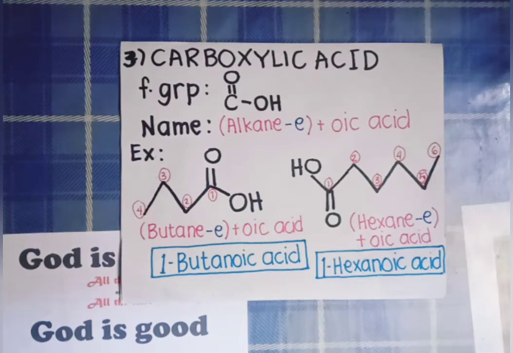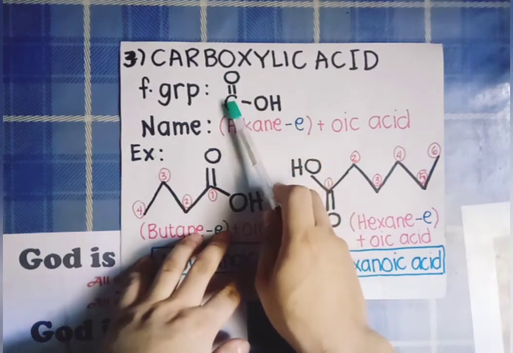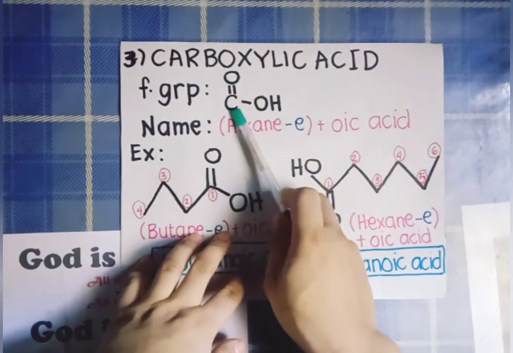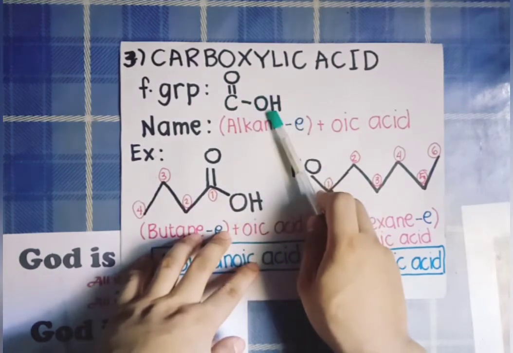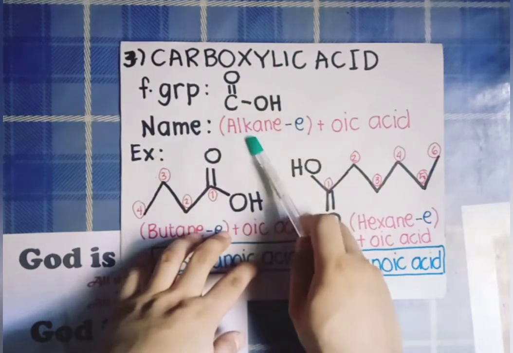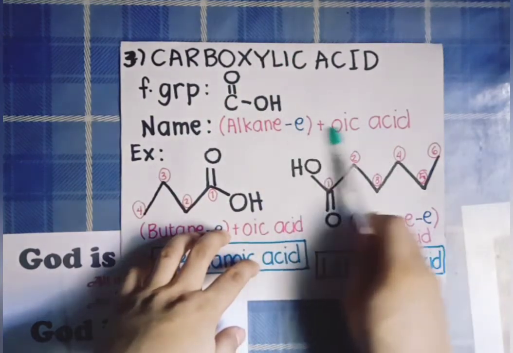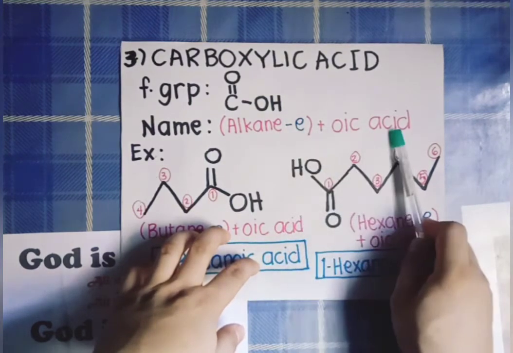Now, just like the aldehyde, the functional group of carboxylic acid is C double bond O. But this time, the same carbon atom that bears the double bond O also bears an alcohol group or an OH group. Okay, the name of the carboxylic acid follows the format alkane minus E plus oic acid. Again, that's alkane minus E plus oic acid.